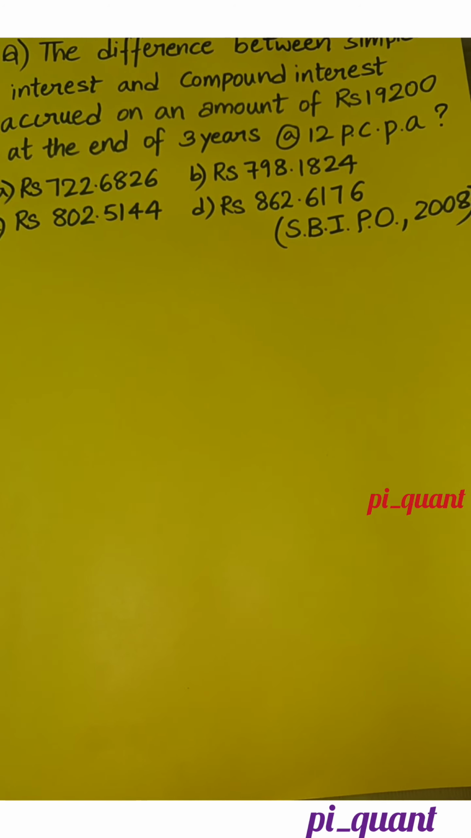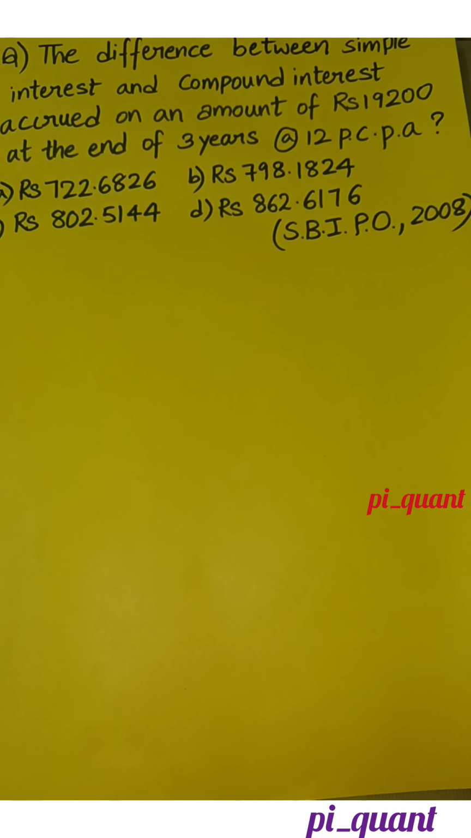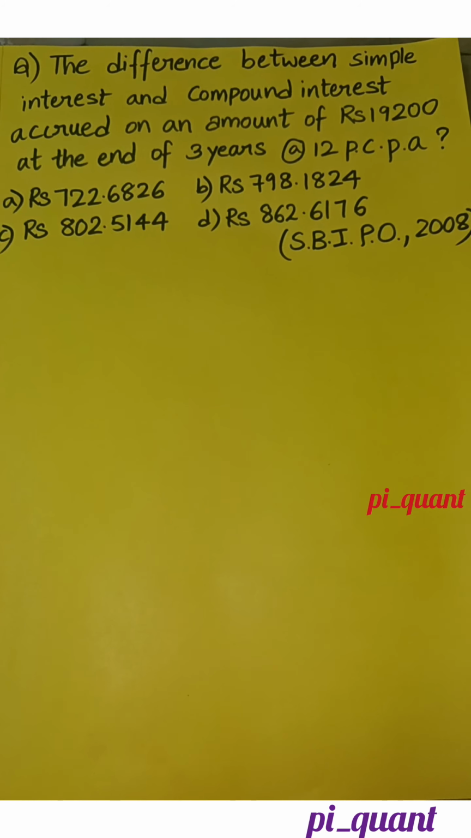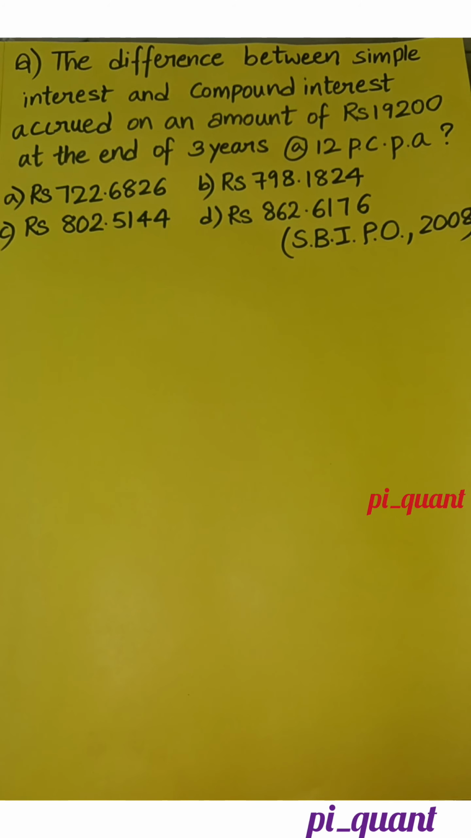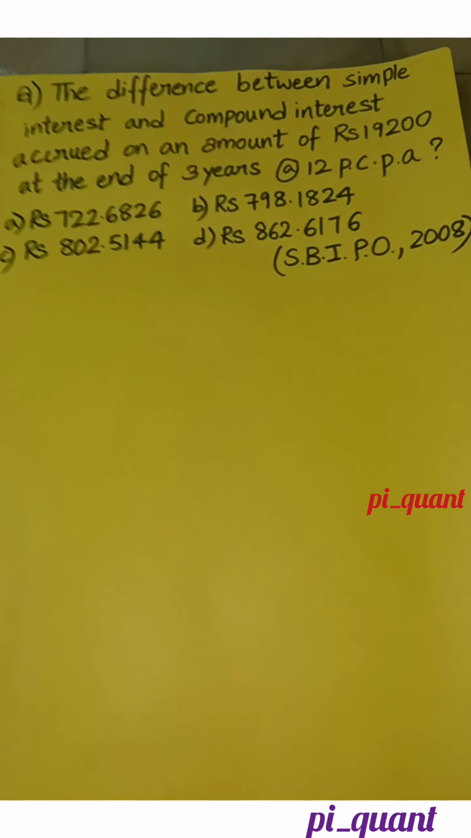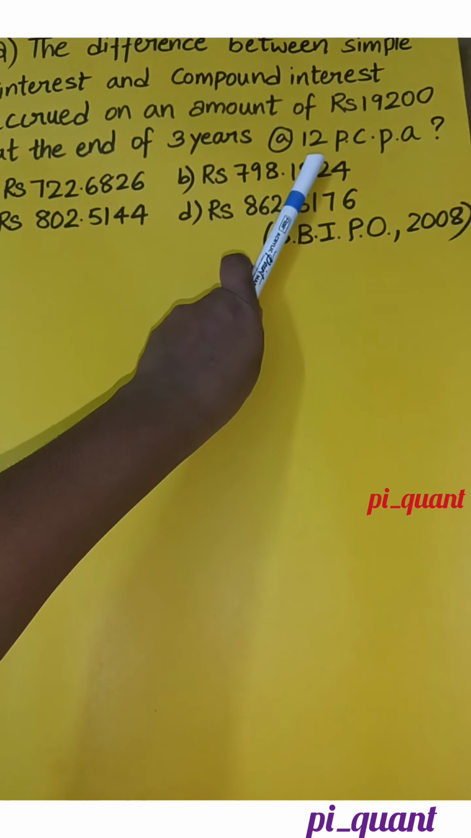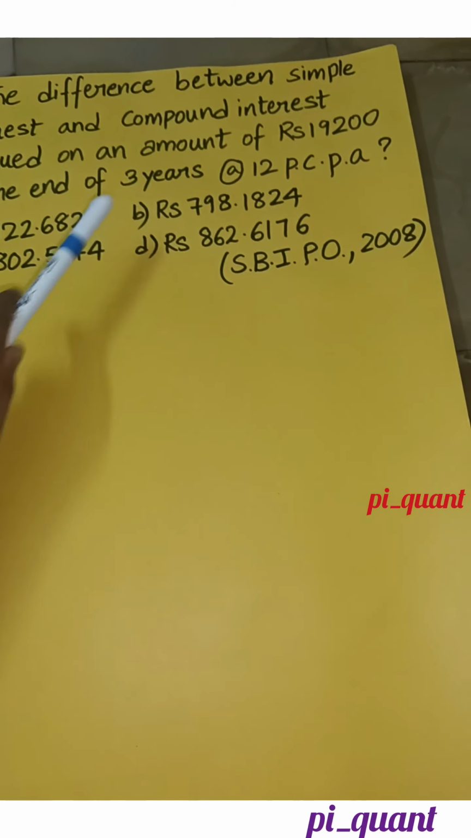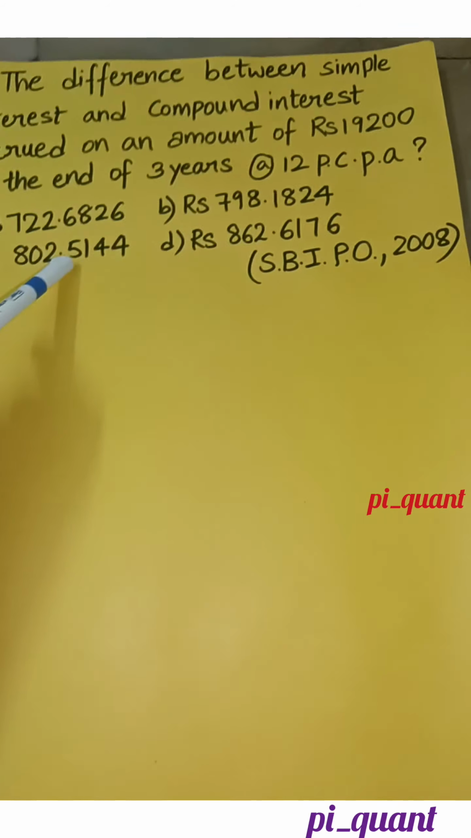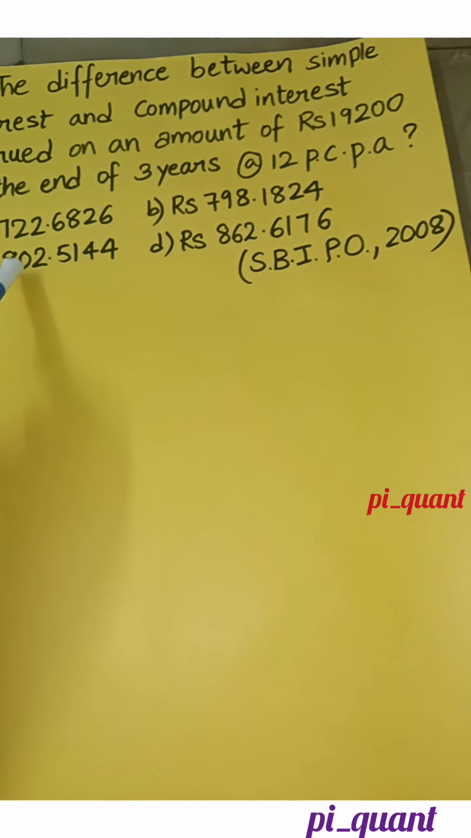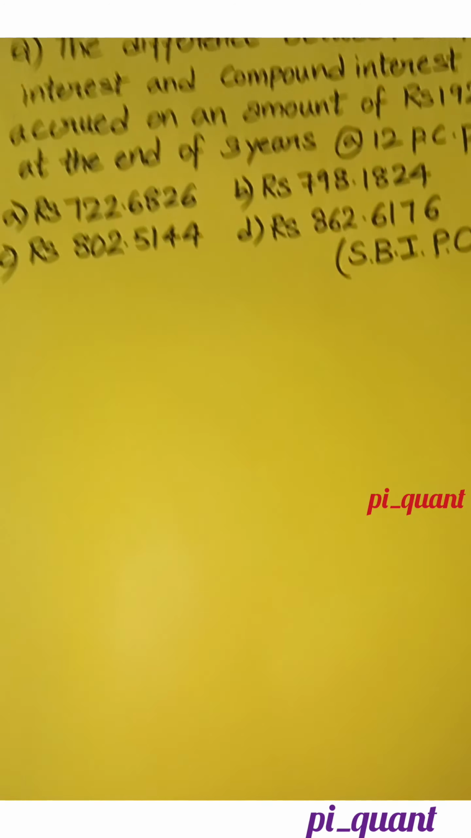The question goes like: the difference between simple interest and compound interest accrued on an amount of rupees 19,200 at the end of 3 years at the rate 12 percent per annum. As you can see here, this is nothing but rate of interest, that is 12 percentage. As you can see the options, it's a bit scary because they're huge numbers and the decimals go to four places. So we'll try our best to make this simpler, right? So let us get into the problem.